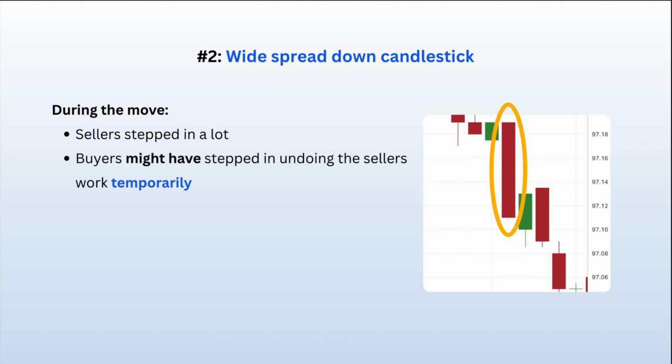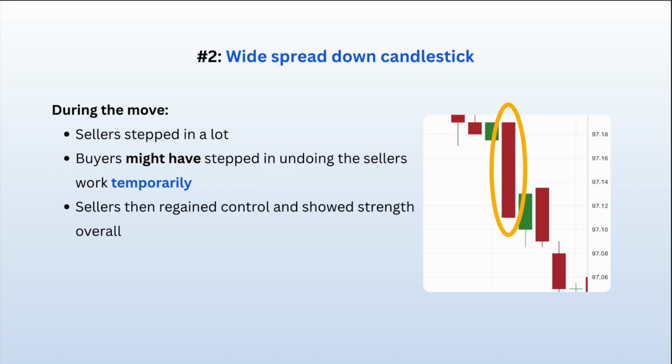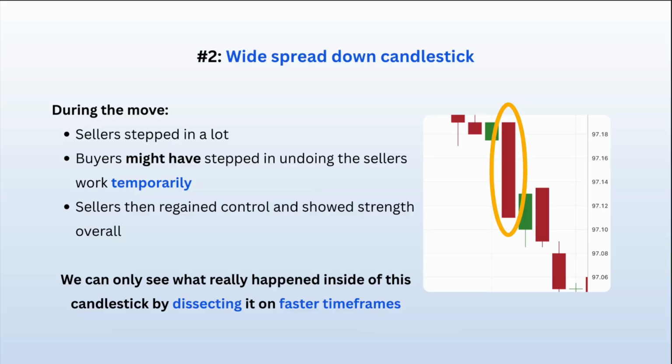We know that yes, the buyers might have stepped in, undoing some of the seller's work temporarily, and this would have created a temporary lower wick. But even if the buyer stepped in temporarily, the sellers then regained control and showed strength overall. And when the sellers regained control, that lower wick got erased. Again, guys, I'm gonna say this over and over again until it gets imprinted in your mind. We can only see what really happened inside of this candlestick by dissecting it on the faster time frames.